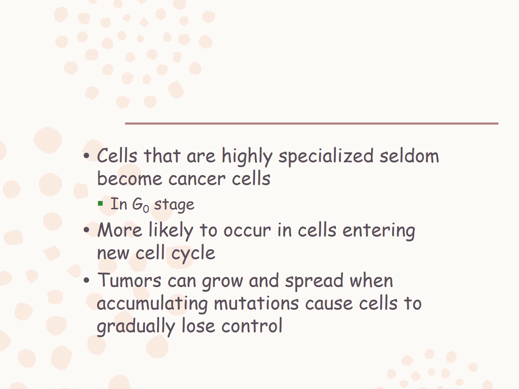Cells that are very highly specialized, such as nervous tissue and mature muscle cells, rarely become cancerous. Mutations are more likely to occur in cells entering a new cell cycle.